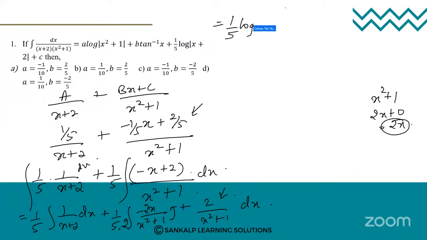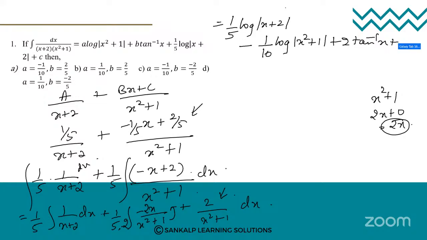So this is log of x plus 2. Now plus into minus became minus. So this is 1 by 10, where the differentiation of denominator is present in numerator. Plus 2 is what remains. This is nothing but tan inverse x plus c. Okay, so that's your required answer.